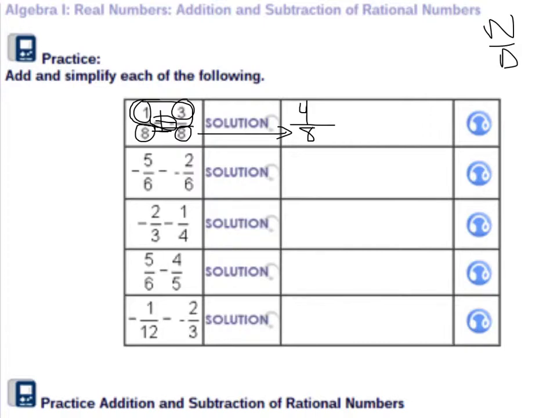Last thing you do is reduce. Is there any number that goes into both 4 and 8? Yep, 4 goes into both of them. So the top one divided by 4 is 1. The bottom one divided by 4 is 2. And you are done. Okay, next one's just like it.